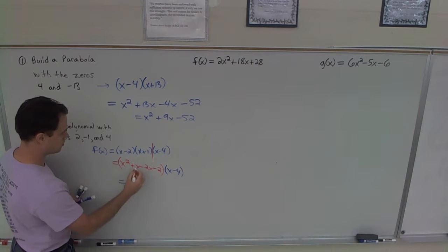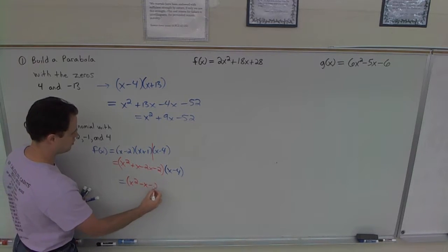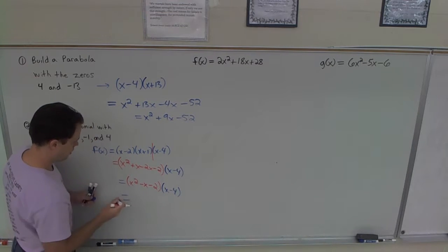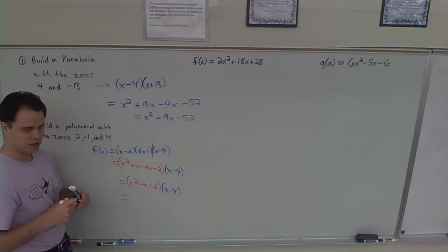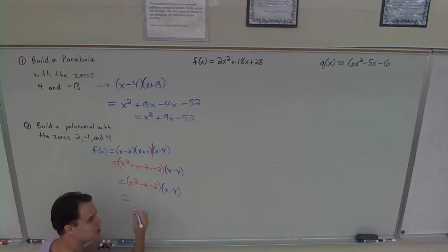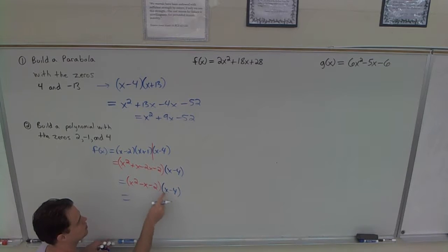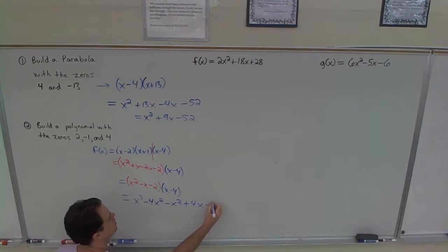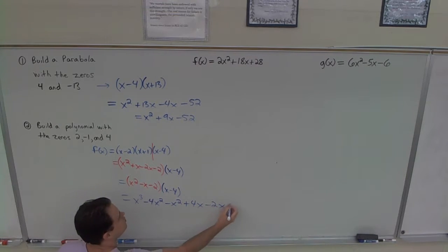Combine like terms, and here we've got 1 minus 2 is minus 1. And then you could continue. See, FOIL doesn't work anymore because there's more than one inside. So just distribute everything times everything. So we've got x squared times x. That's x cubed. X squared times that's minus 4x squared. This times that is minus another x squared. This times that is plus 4x. This times that is minus 2x. This times that is plus 8.